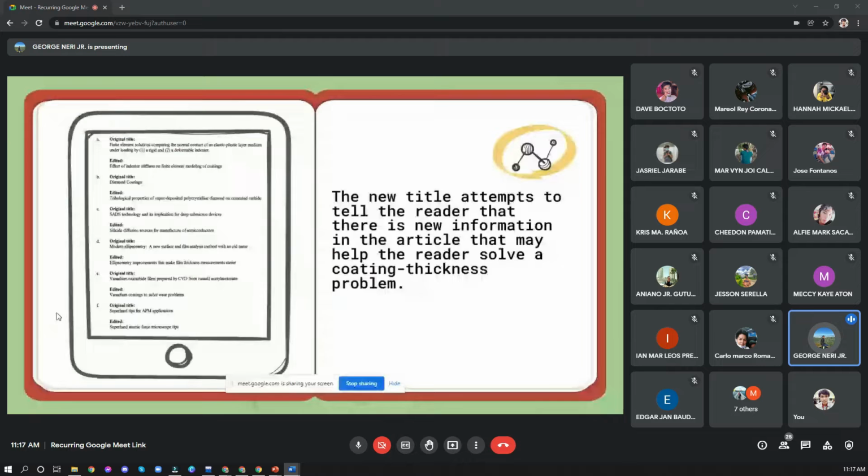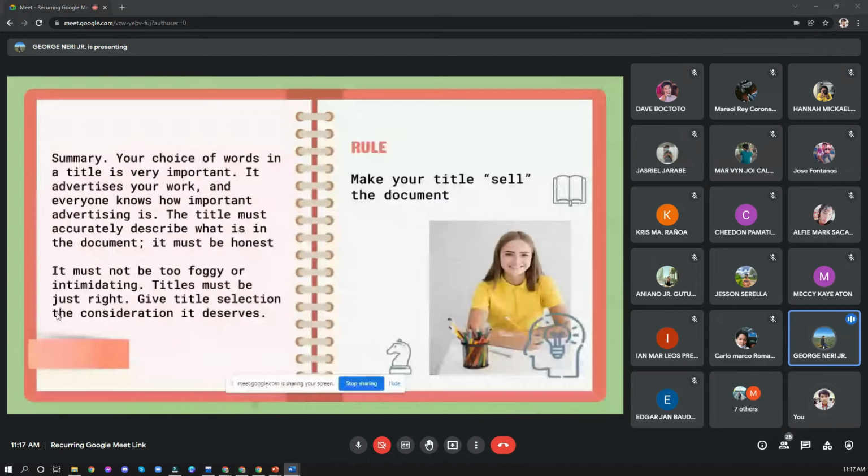So, summary, your choice of words in a title is very important. It advertises your work and everyone knows how important advertising is. The title must accurately describe what is in the document. It must be honest. It must not be too foggy or intimidating. Titles must be just right. Give a title the selection and consideration it deserves. So the rule is: make your title sell the document.